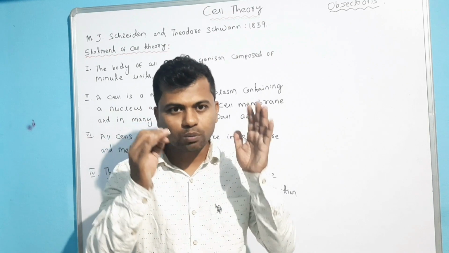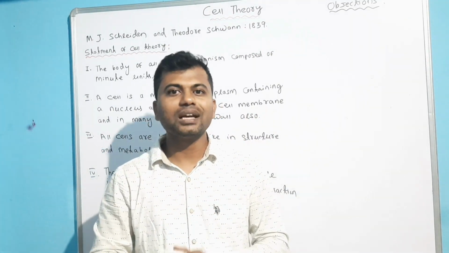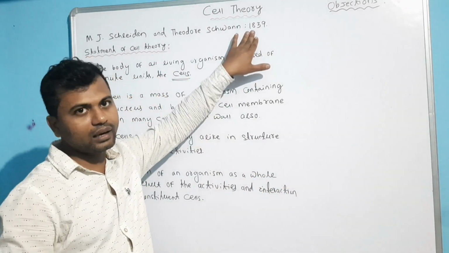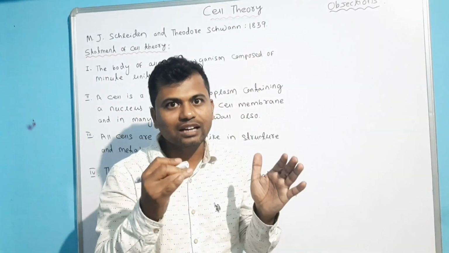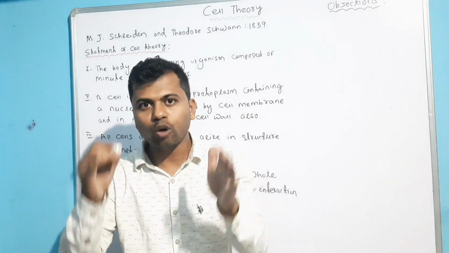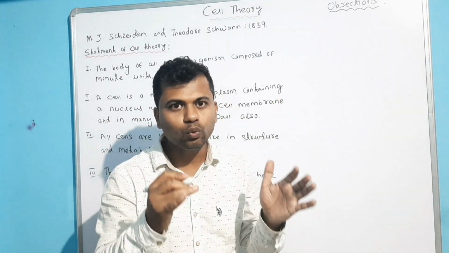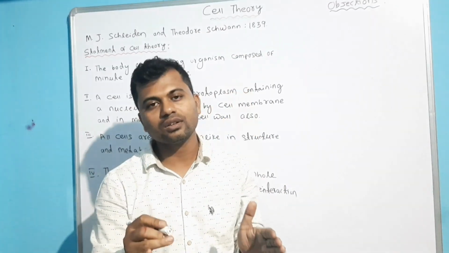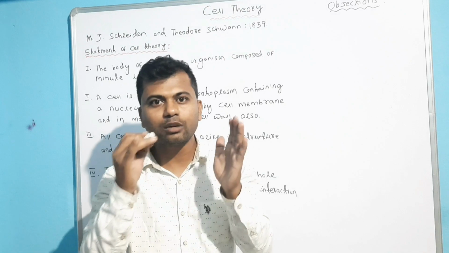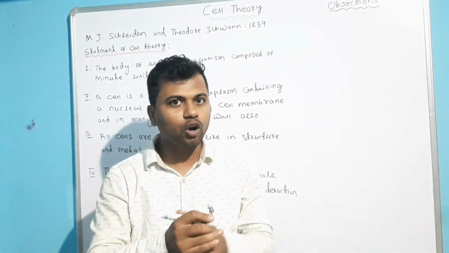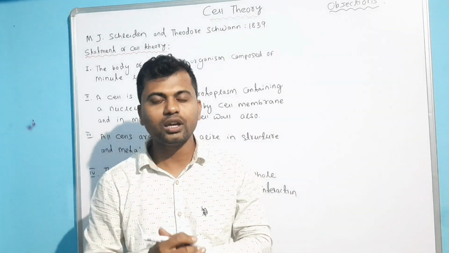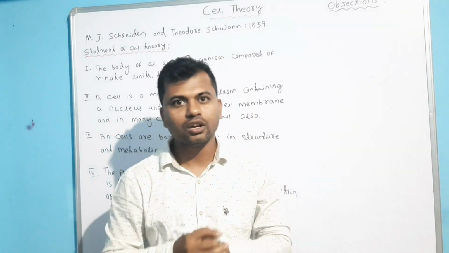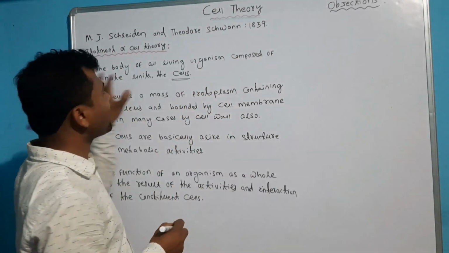Now come to the objections to the cell theory. After the cell theory was proposed by Schleiden and Schwann in the year 1839, a number of cases were later observed which are not covered under the cell theory. So we have to study these under the objections to the cell theory, and all these objections come from the statements of the cell theory. Now we will explain the objections or demerits of the cell theory by taking the statements of the cell theory into consideration. First, come to the objection to the first statement.